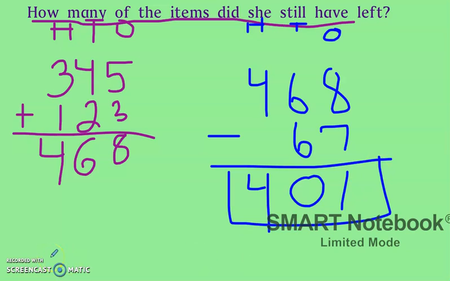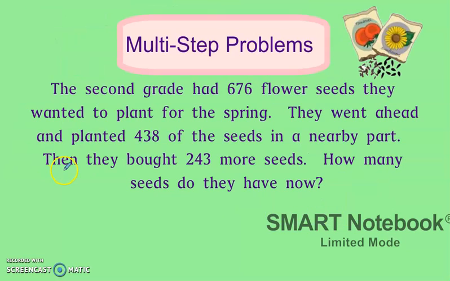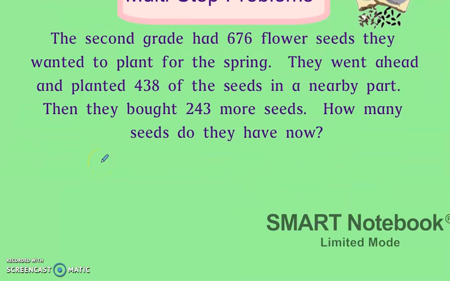Let's take a look at our next problem. Our next multi-step problem says, The second grade had 676 flower seeds they wanted to plant for the spring. They went ahead and planted 438 of the seeds in a nearby park. They bought 243 more seeds. How many seeds do they have now?